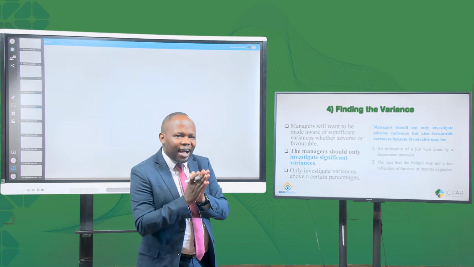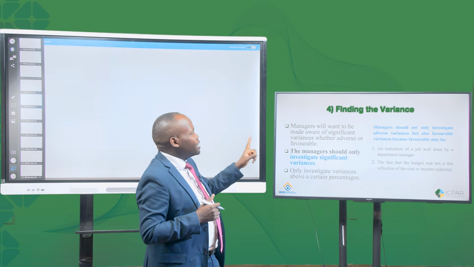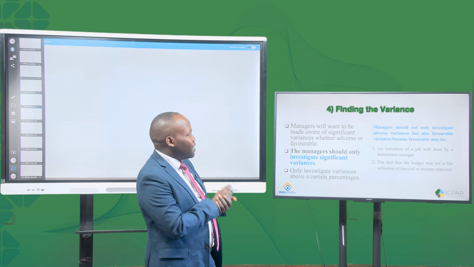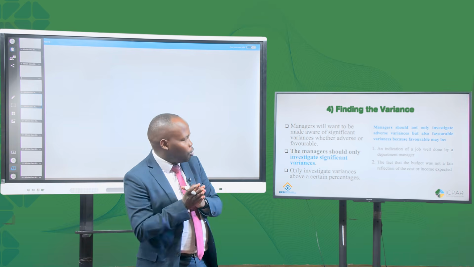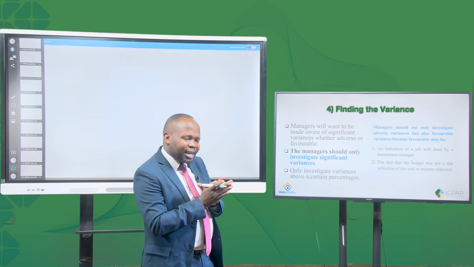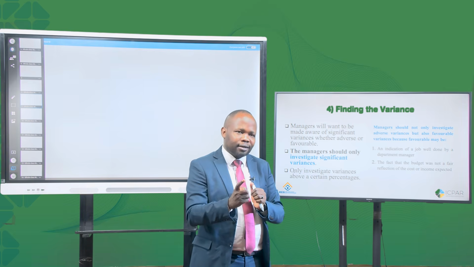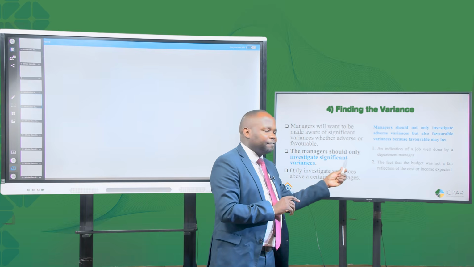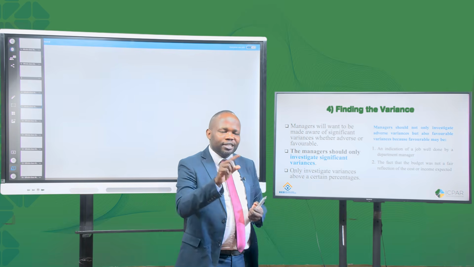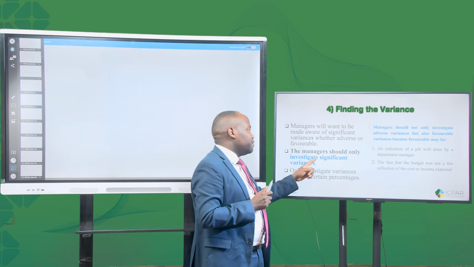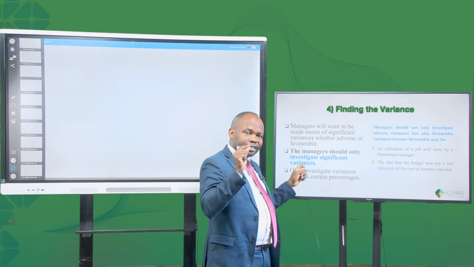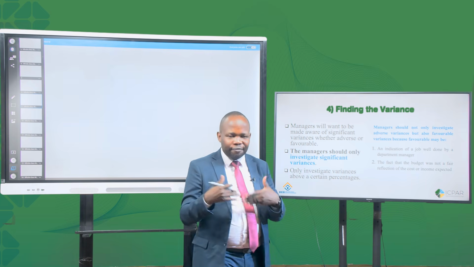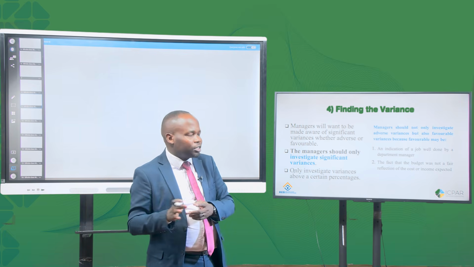How do we find a variance? Managers will want to be made aware of significant variances, whether they are adverse or favorable. Managers should not investigate all variances. Managers should only investigate variances that are significant. You don't need to investigate all differences. Remember, variance is a difference between budget and actual. So if this difference is huge, you investigate. If it is not, you don't investigate.